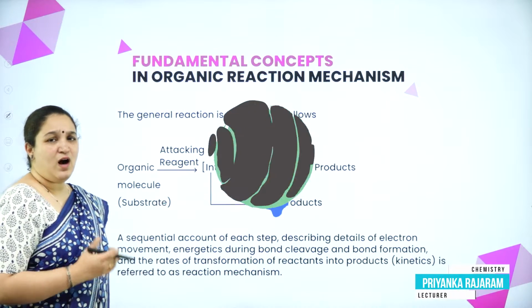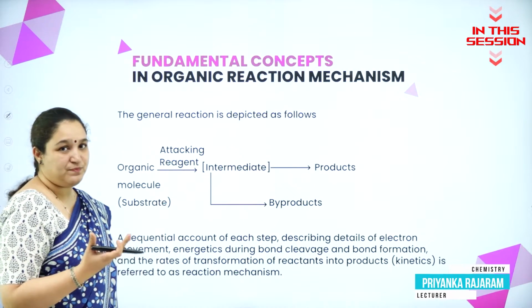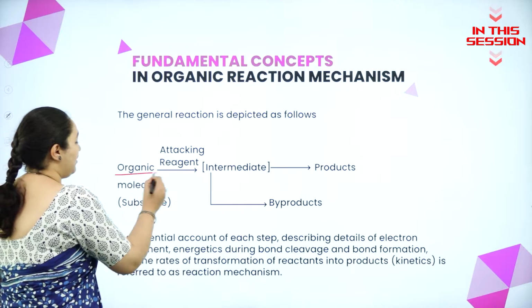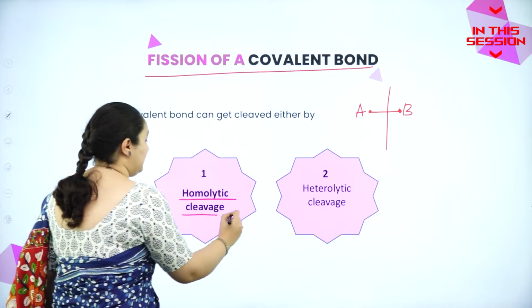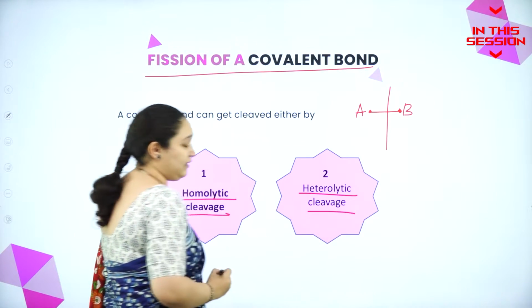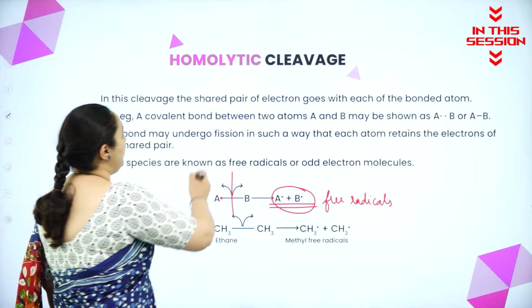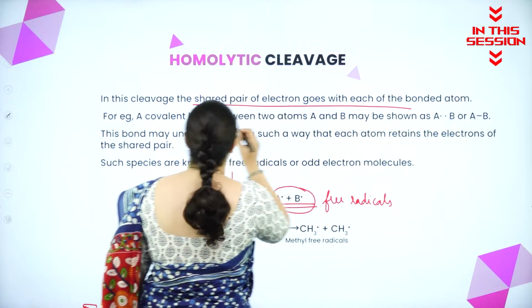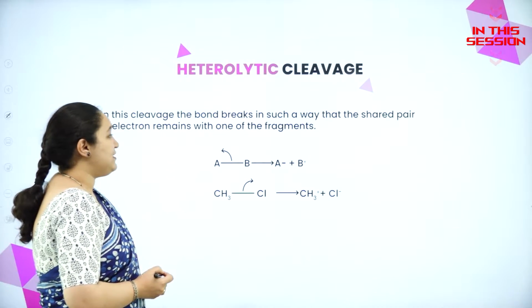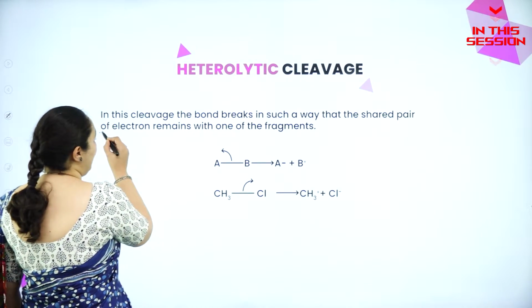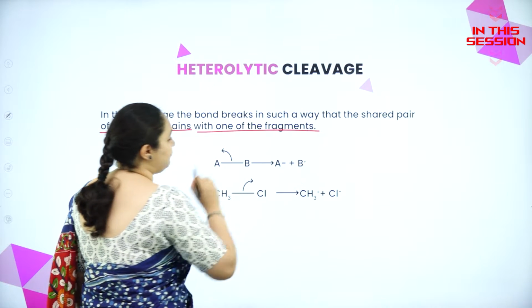I have depicted how a general reaction happens. For example, if we have an organic molecule, homolytic cleavage and heterolytic cleavage. In this cleavage, the shared pair of electrons goes with each of the bonded atoms. The bond breaks in such a way that the shared pair of electrons remains with one of the fragments.